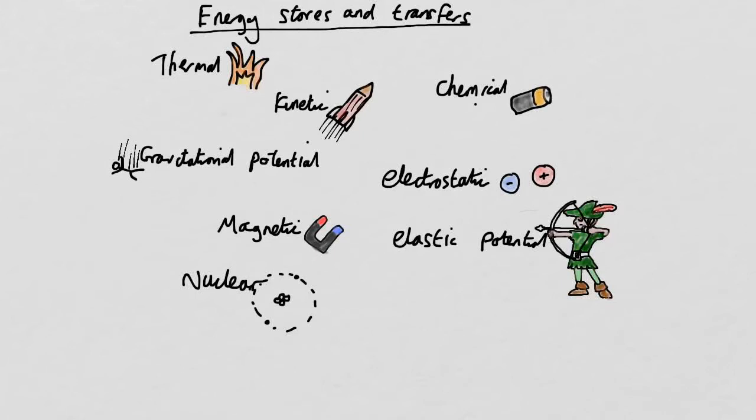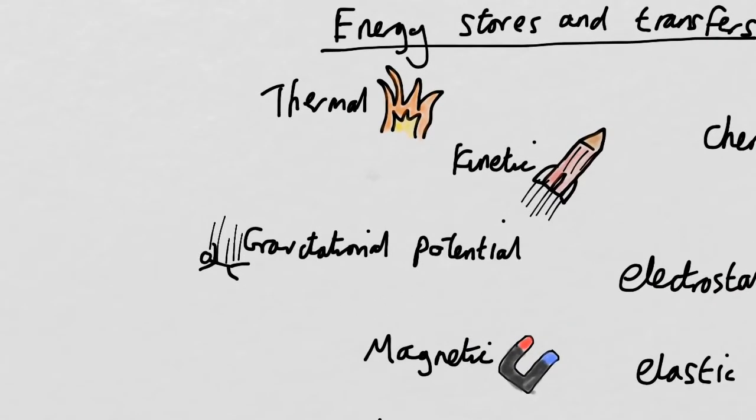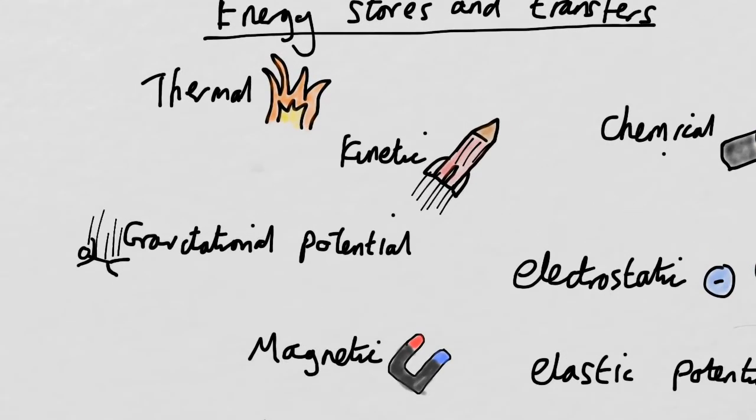So for the first video in the energy topic, we'll look at all the different kinds of energy stores and the ways of getting between those energy stores. So we'll start with thermal. Anything that has a temperature has a certain amount of thermal energy in it. So that's thermal energy: energy stored as heat energy inside the object.